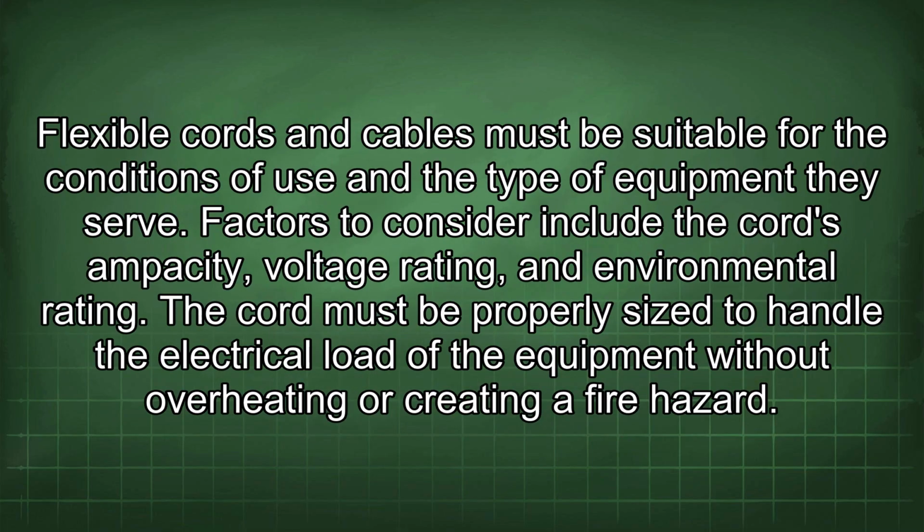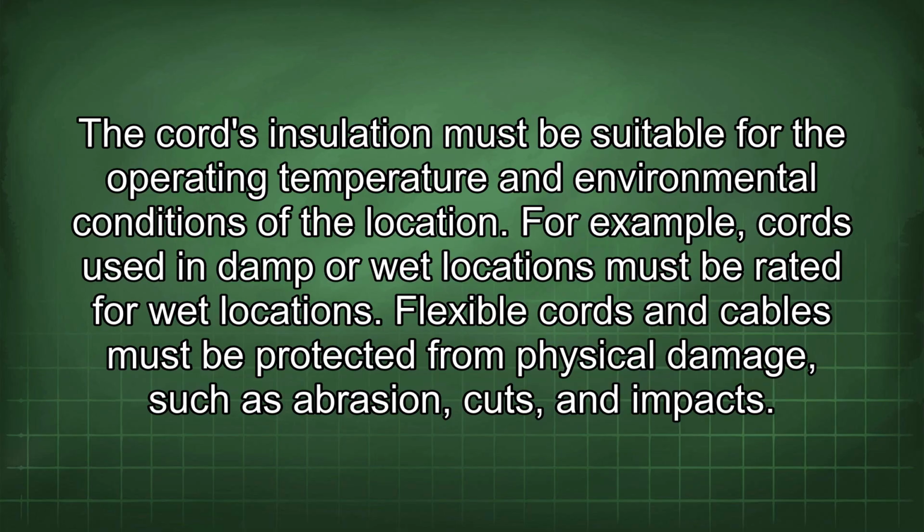Flexible cords and cables must be suitable for the conditions of use and the type of equipment they serve. Factors to consider include the cord's ampacity, voltage rating, and environmental rating. The cord must be properly sized to handle the electrical load of the equipment without overheating or creating a fire hazard. The cord's insulation must be suitable for the operating temperature and environmental conditions of the location. For example, cords used in damp or wet locations must be rated for wet locations.